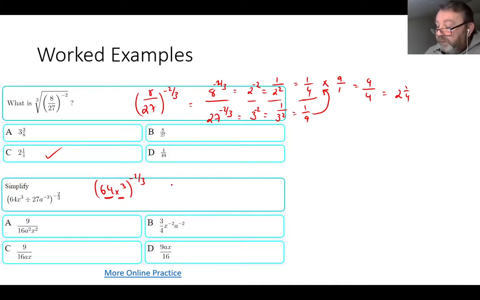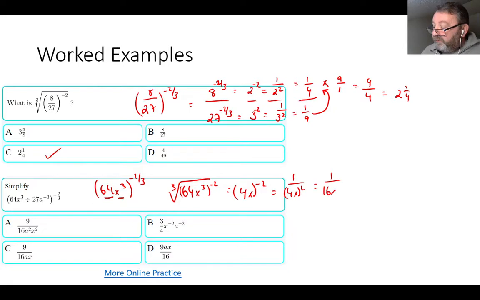So this becomes the cubed root of 64x cubed, to the minus 2. See that? You leave a minus 2 in afterwards. Now, what does that become? What's the cubed root of 64? The cubed root of 64 is 4. The cubed root of x cubed is x. And that's to the minus 2. Negative powers will always involve division, so 4x to the minus 2 comes out as 1 over 16x squared. And that's your answer: 1 over 16x squared.